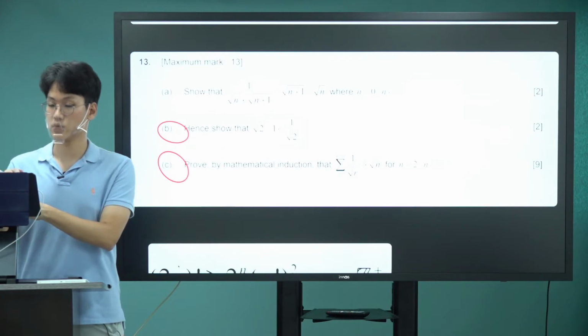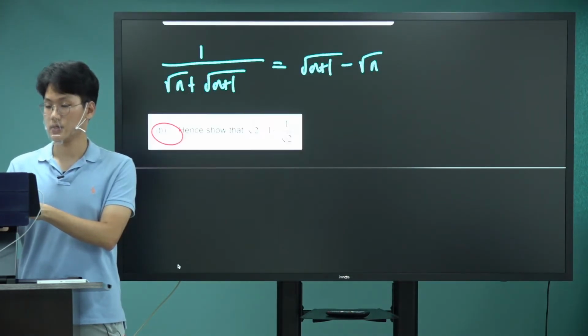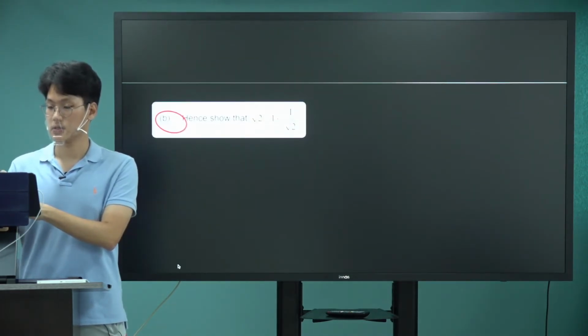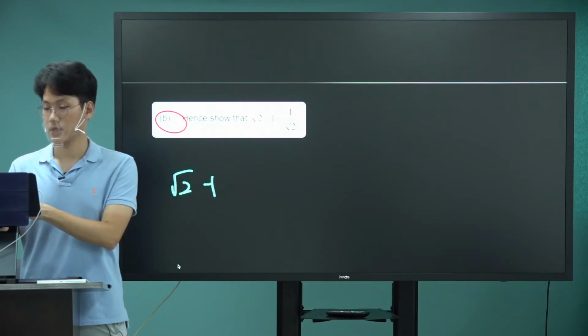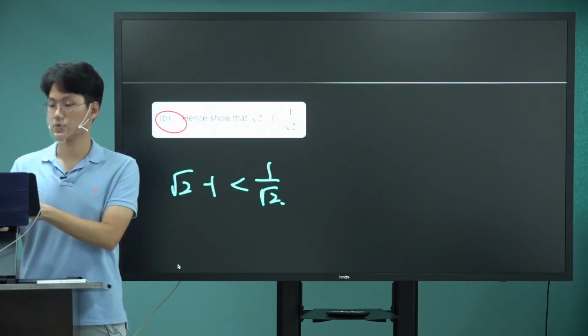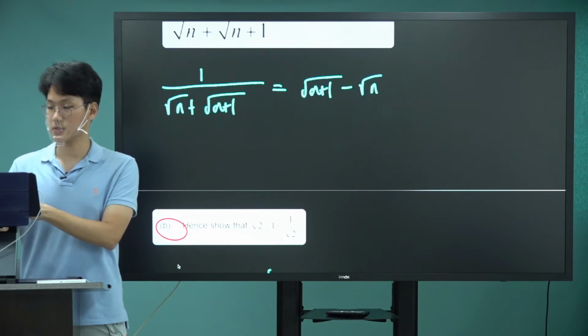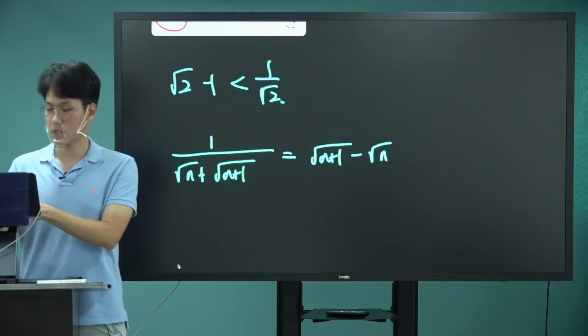Let's have a look at number 2. What they say here is show that the square root of 2 minus 1 is less than 1 over 2, using this identity. So that was number 1, and I had to show number 2.